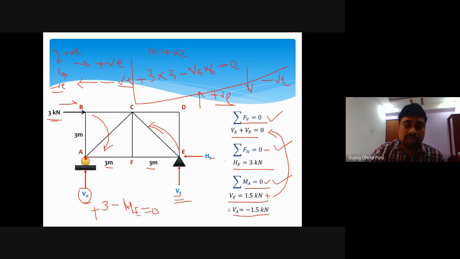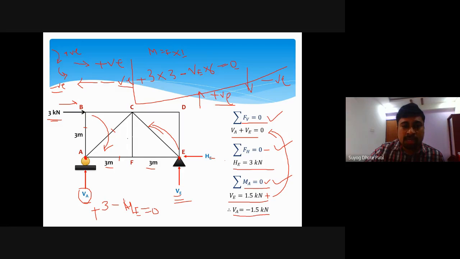If I consider this joint A, thinking about member forces, this is the first basic unknown, this will be the second basic unknown, and this will be the third basic unknown. Okay, if we consider joint E, the picture is similar, because this is a symmetrical truss.